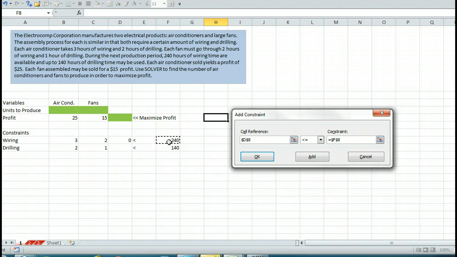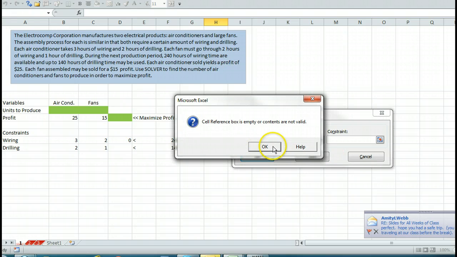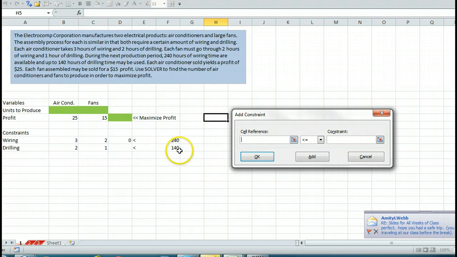So that's telling Solver that the total wiring, because we've got a formula in there for wiring, needs to calculate up to less than or equal to 240. And so then we add that constraint. We've got another constraint that drilling also needs to be less than or equal to the constraint. So we'll add those, and then we're done. It's not taking this one because I have an empty cell here. I didn't fill the formula in, but I just wanted you to see it.